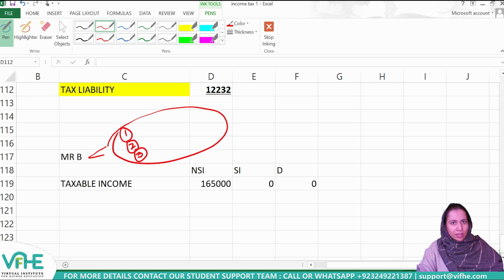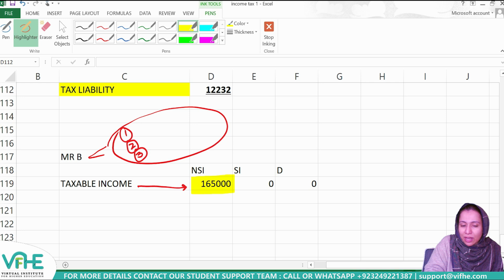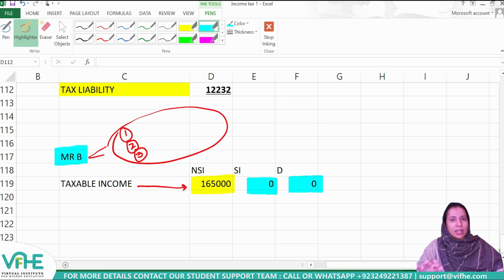So once three steps are done, we come to know what the taxable income is. For non-savings, the taxable income is £165,000. And I have just kept these two columns as zero. For instance, this person called Mr. B does not have any savings income.